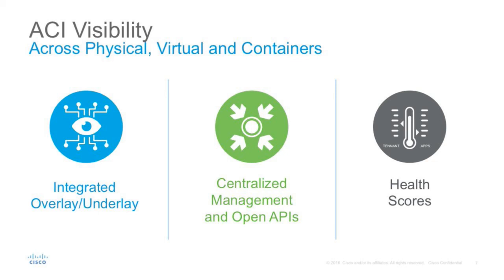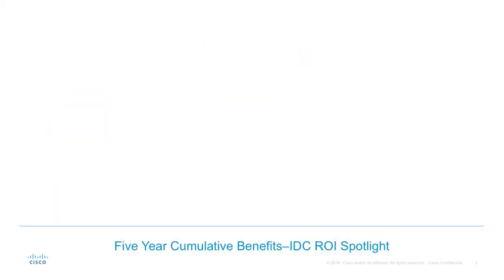And the third thing is health scores. It provides us a very good way of looking into the health of an application, not just a full data center, but each and every application, which we categorize as endpoint groups. So how is my endpoint group doing? Is there any packet loss? Are there any problems? All that is managed. I will show you the demo very soon.